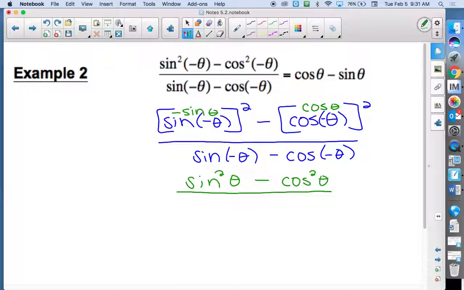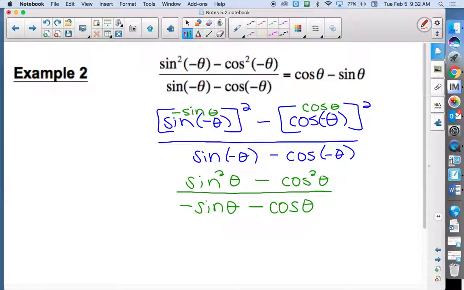On the bottom, we have the sine of a negative angle, so that turns into negative sine, and then minus cosine of the positive angle. That's your negative angle identity. So the sine of a negative angle is really negative sine of a positive angle. The cosine of a negative angle is the positive cosine of the angle. Again, the minus sign was just in the problem. So now we have sine squared minus cosine squared, and then we have negative sine minus cosine on the bottom.